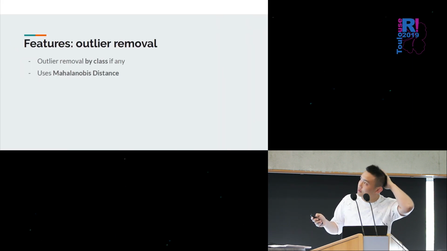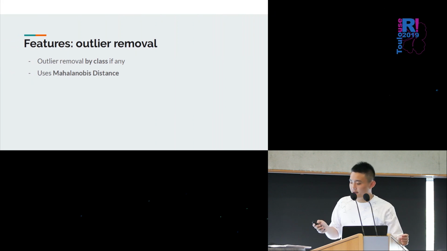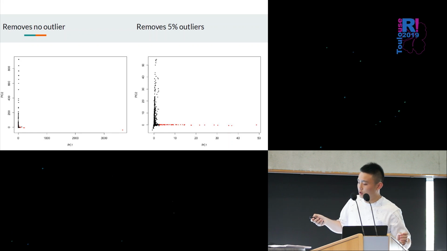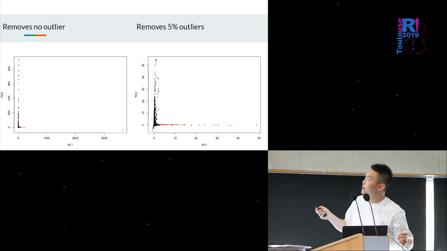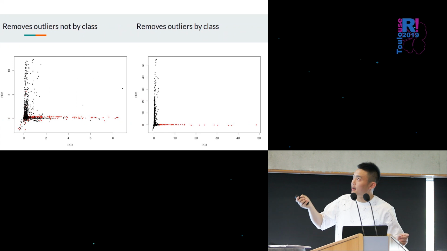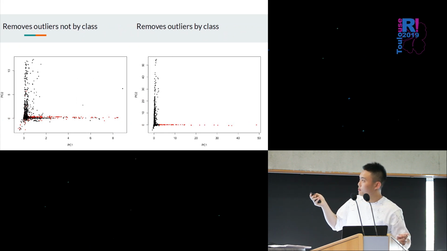And we can also use Mahalanobis distance to remove the outliers. This plot removes no outliers. In this one, there's one outlier intruding here and extending the x-axis to 3,000. And there are several outliers here as well. After we remove 5% outliers, we obtain these scalable results. And we can also remove outliers by class, which produces better results in this case as well.